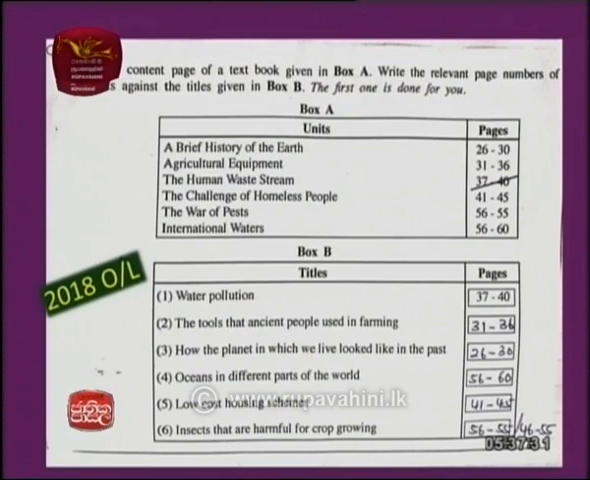Next, low cost housing schemes, 41 to 45. The challenge of homeless people: housing schemes for low cost are about homes and houses, so it is The Challenge of Homeless People, 41 to 45. Number 6: insects that are harmful for crop growing. The word pest is there, the war of pests. So that is 46 to 55. Some children have used the question number there, 46 to 55 also. So that is also accepted.